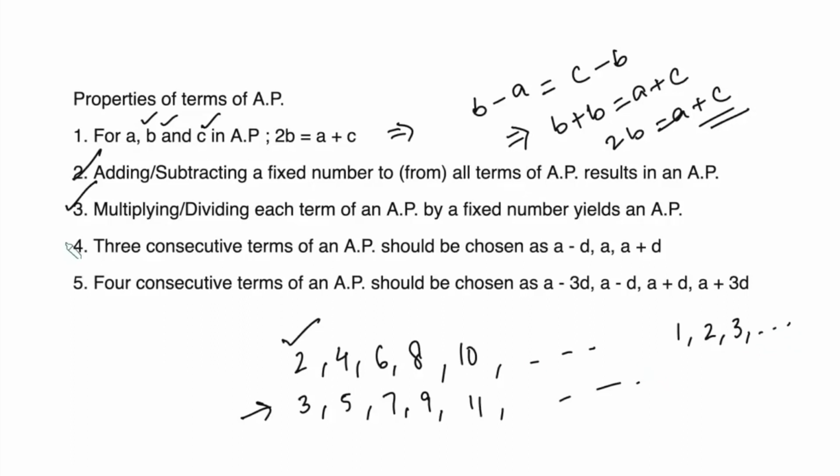Whenever we need to consider three successive terms of an AP, we should preferably take them as A minus D, A, and A plus D. Similarly, for four terms, we should consider them as A minus 3D, A minus D, A plus D, and A plus 3D. The reason being it helps in easier calculations.